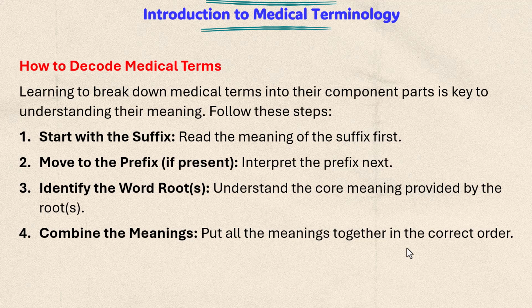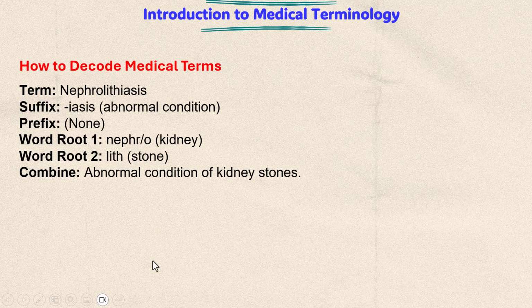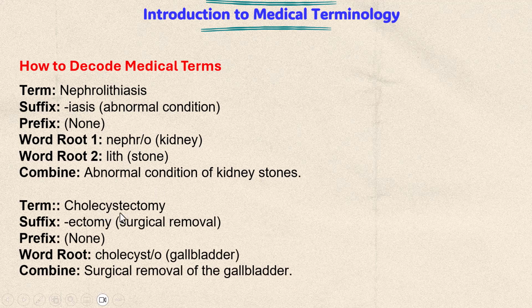So let's see some examples. Take nephrolithiasis. First we take the suffix. The suffix here is iasis. Iasis means abnormal condition. There's no prefix. Root word one is nephro, that is kidney. Root word two, litho, is stone. So the combined form is abnormal condition of kidney stones. Let's take another example, cholecystectomy. Here the suffix is ectomy, which means surgical removal. There's no prefix. The word root is cholecysto, that is gallbladder. So the combined form is surgical removal of the gallbladder.